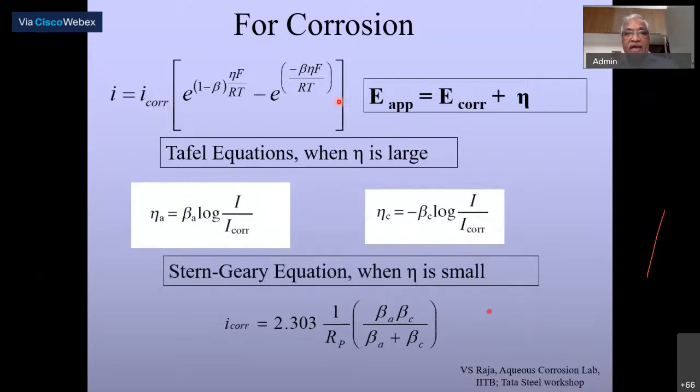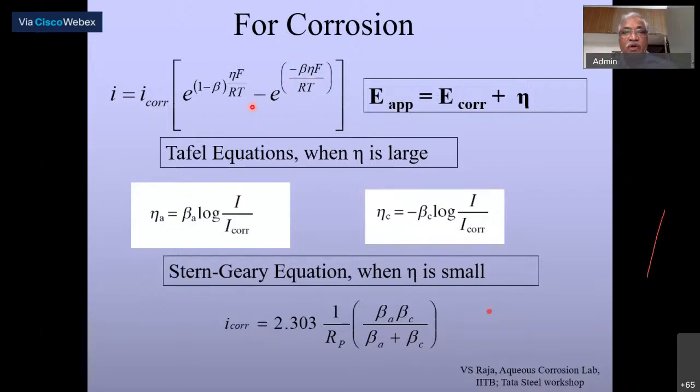So these Tafel equations, one of the important things that people make a mistake on is that these equations are valid only when eta is very large. When eta is very small, then this is not the equation. When eta is small, you get this here. So this is one of the things people often make a mistake on: the extrapolations that you make are valid only when eta is large. Because when eta is large, one of these becomes very negligible and you start using the other.